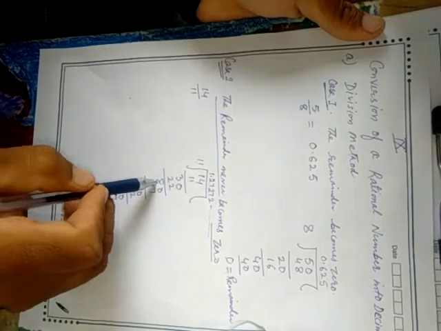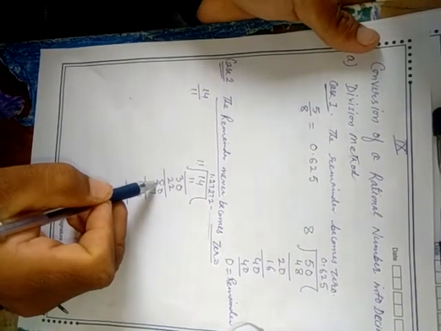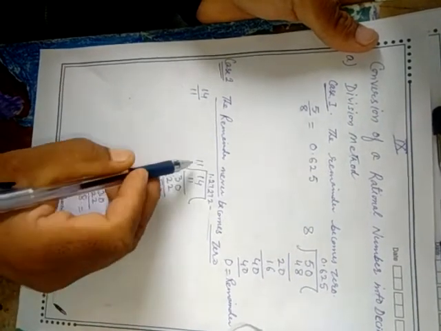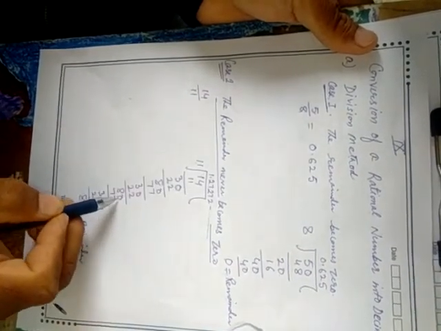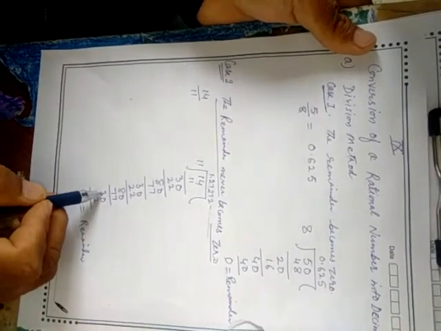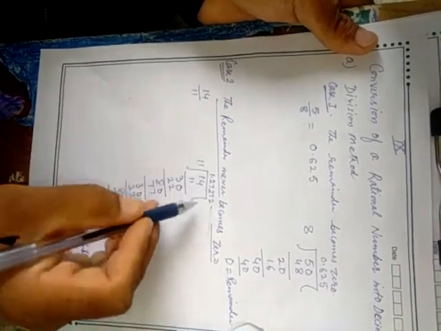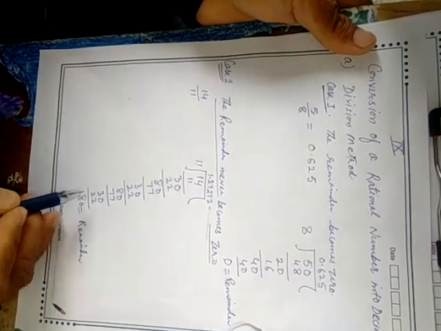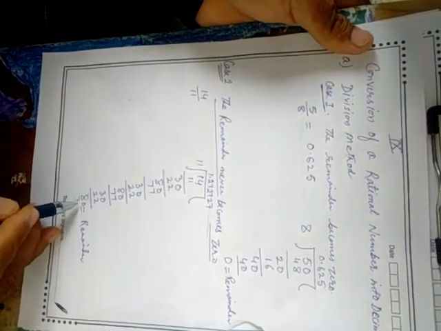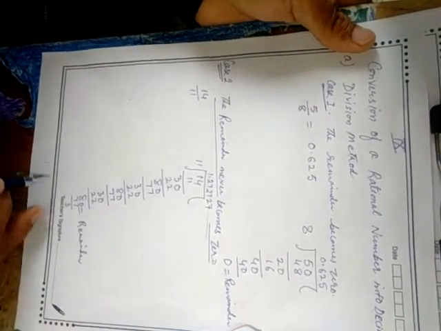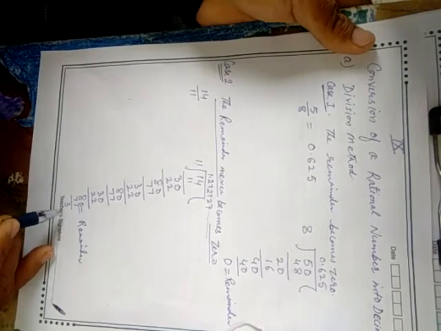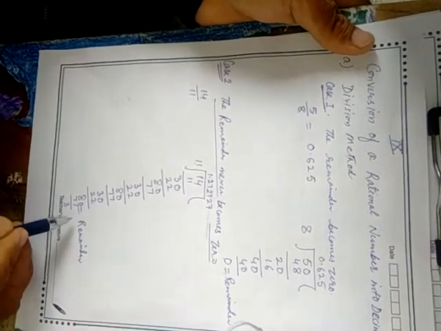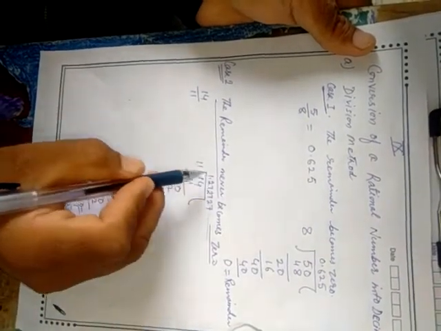11 2s are 22, again 8 is the remainder, again 8 is a smaller number, place 0 here, and 11 7s are 77, then 3 is the remainder, again place 0, 11 2s are 22, again 8 is the remainder, then place 0, 11 7s are 77, then 3 is again the remainder and place 0, 11 2s are 22, and the same process again and again. So this process continues.